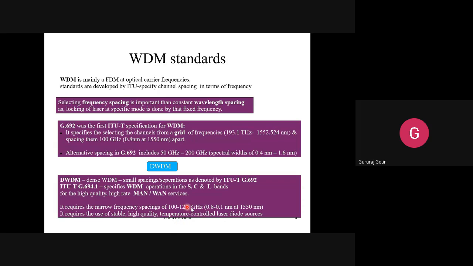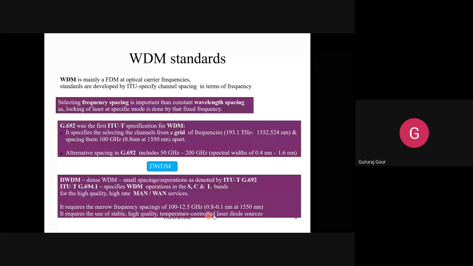But its drawback is it requires highly coherent laser diodes, coherent beam generating sources. It requires temperature controls. It requires more power consumption here. That is a limitation of DWDM. Let us see how it looks here.